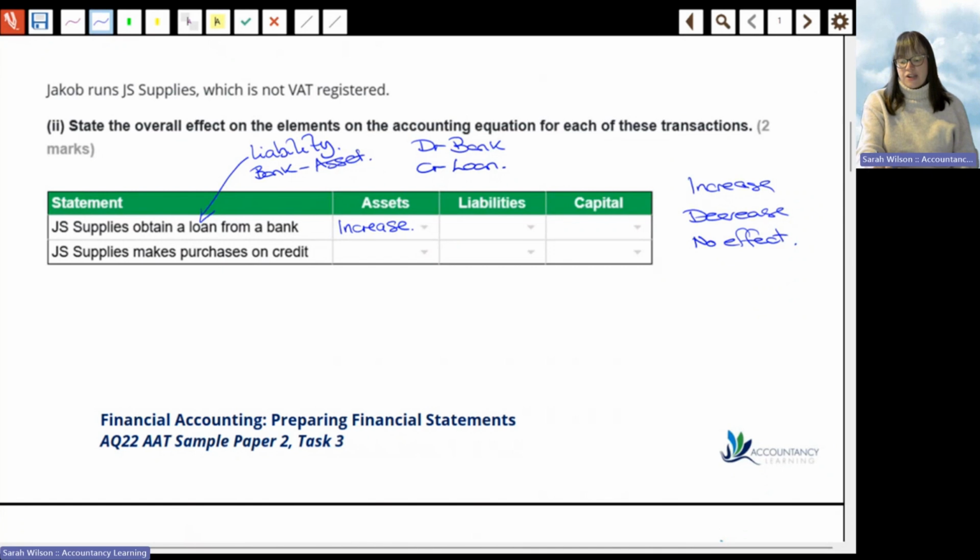The liability is a new loan being taken out that's going to have to be paid back. So that's a liability to the business. So that's also going to increase. But this won't have any effect on the capital.